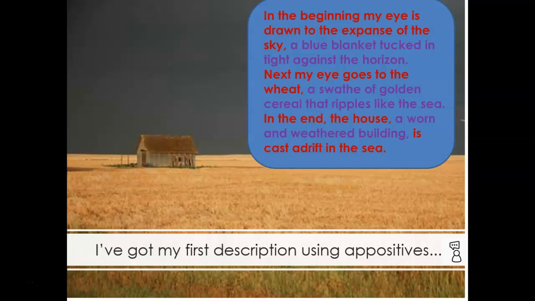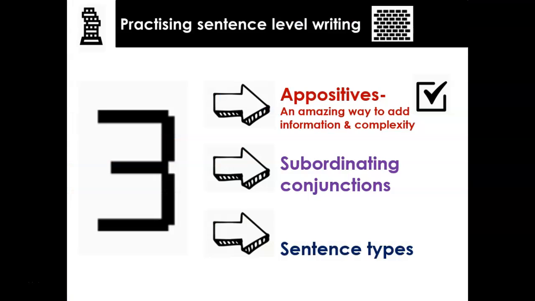So that was my sample writing from last lesson where we started to use the appositives, but we don't want to finish there. We never do. So we're going to look at developing our sentence level writing to become even more amazing. So we can tick off appositives. Okay, we've got 3 sentences that have begun to describe the image using appositives, which are an amazing way to add information and complexity. Today, we're going to look to tick off subordinating conjunctions and different sentence types.